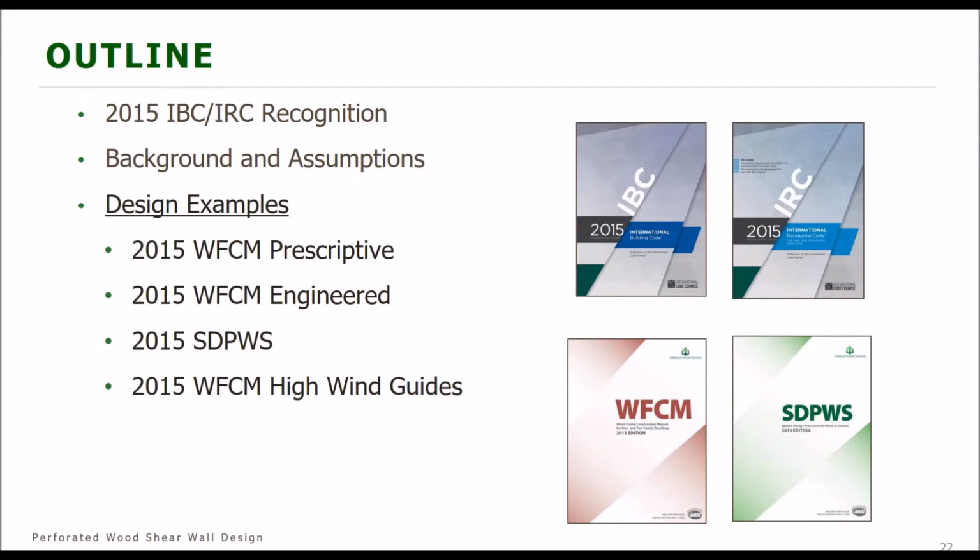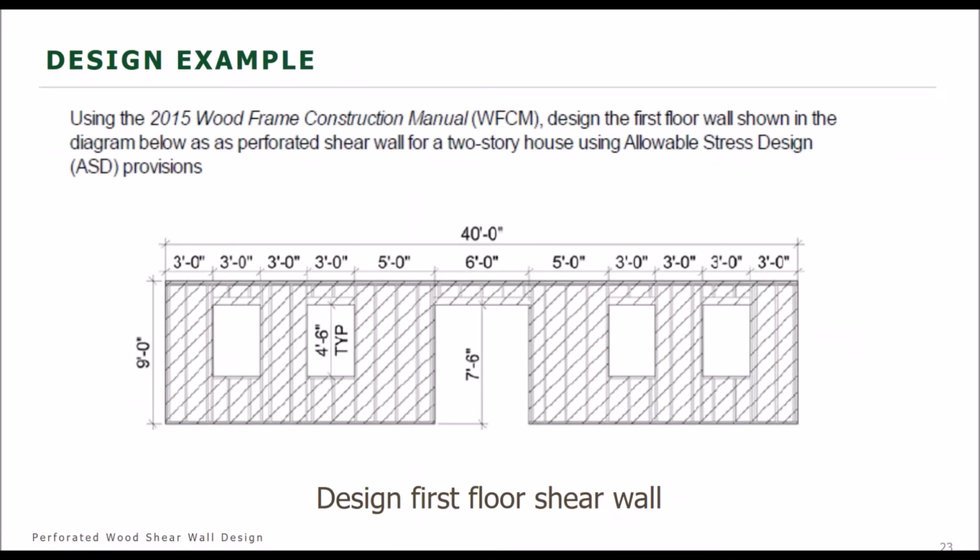All right, so let's go into our design examples now. As I said, we're going to design the same wall for the first 3 examples, as well as the example that Adam is going to do. So the wall is going to look like this. It's a 40-foot long wall, 9 feet tall. We have 4 windows in it, 3 feet wide and 4.5 feet high. Our door opening is 7 feet 6 inches.